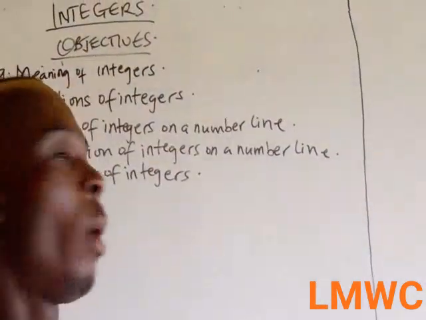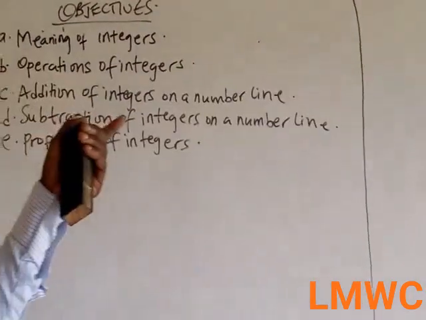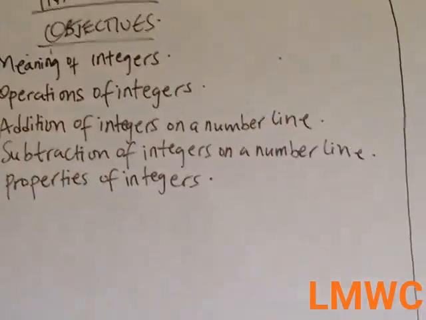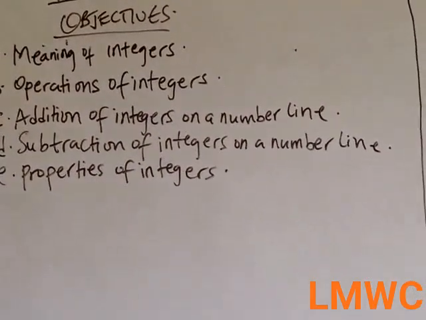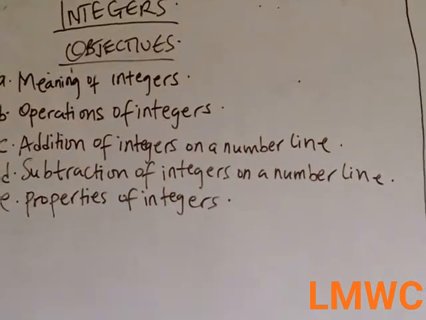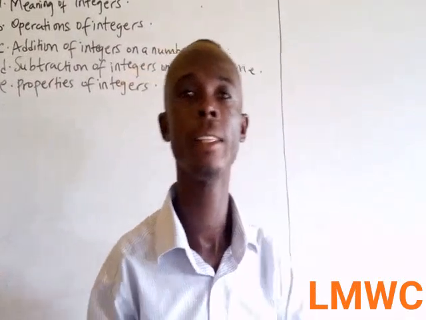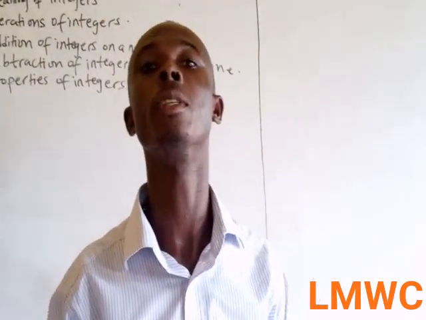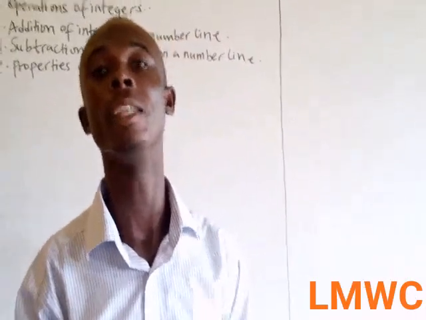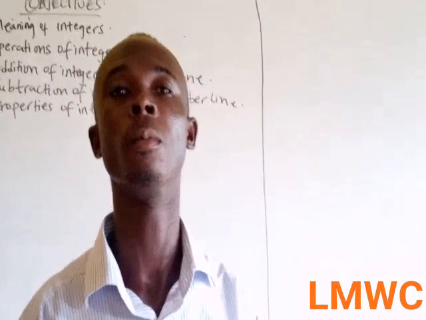So integers, our main objectives: we are to cover the meaning of integers, operations of integers, addition of integers on a number line, subtraction of integers on a number line. When we talk of integers, integers are positive or negative whole numbers including 0, or an integer is a positive or negative whole number including 0.